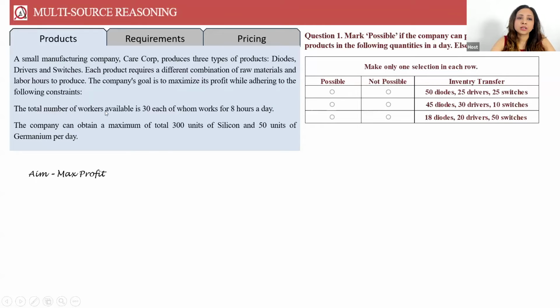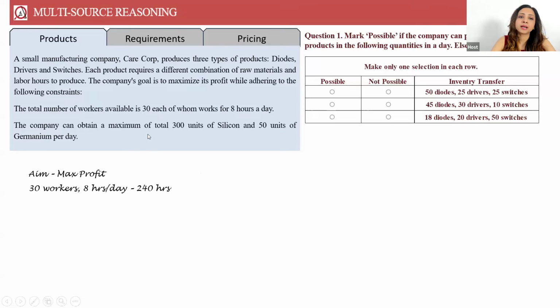All right. Now, the total number of workers available is 30, each of whom works for 8 hours a day. Now, this is data that we, of course, need to write down. We have 30 workers, 8 hours a day, which means that we have total 240 hours available every day. You can use shorthand over here. You can just write W for workers, of course, whatever way works best for you.